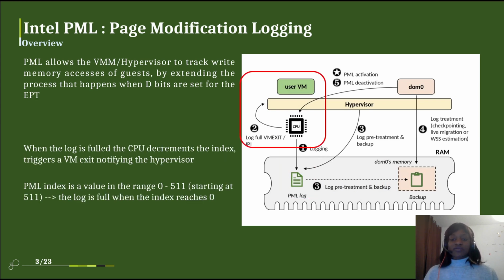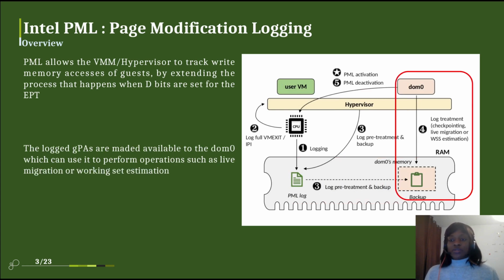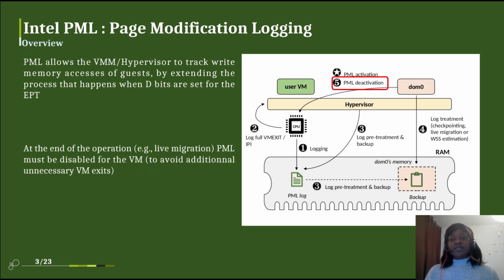Whenever the PML log is full, the processor triggers a VM exit notifying the hypervisor that will flush the log, reset the index, and resume the VM execution. The processor will only start logging again once the PML index is reset. While the VM resumes its execution, the Dom0 or the hypervisor itself can start processing the logs according to the operation they want to perform. At the end, the hypervisor needs to disable PML to avoid any additional unnecessary VM exits.